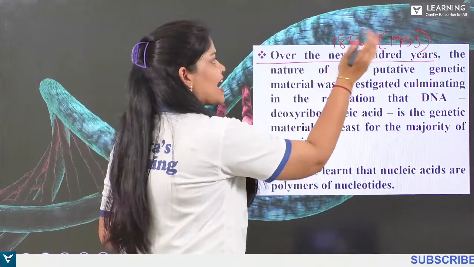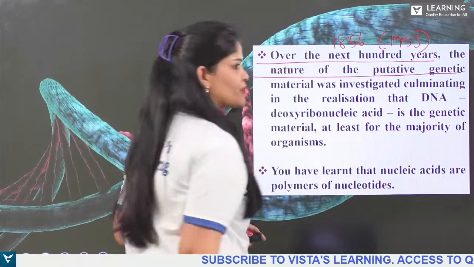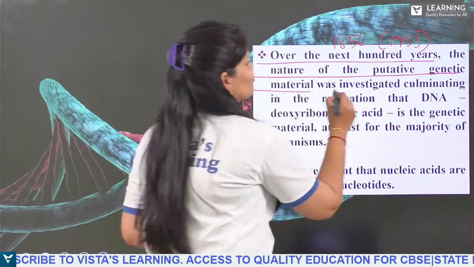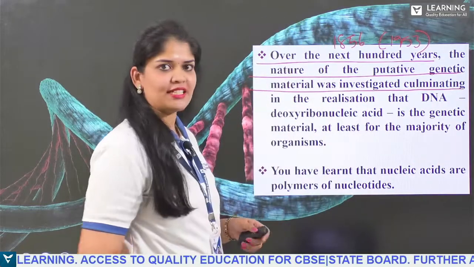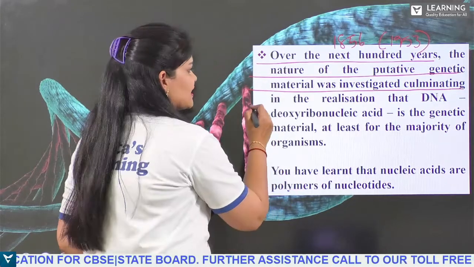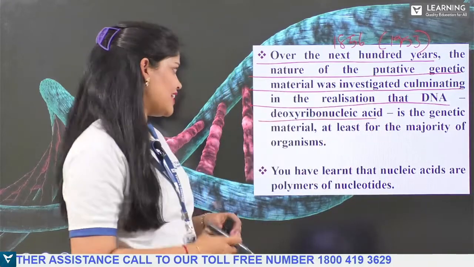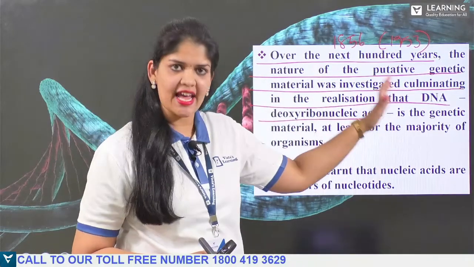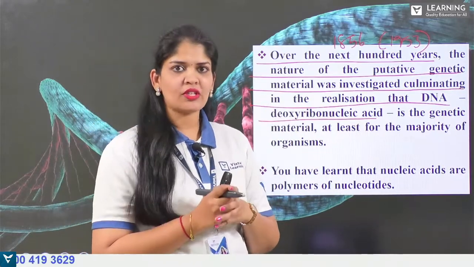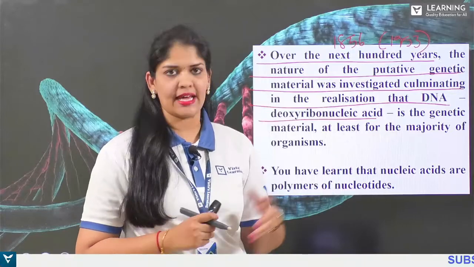So over the next 100 years, the nature of the putative, repetitive, very famous genetic material was investigated, culminating in the realization that DNA... what do you mean by DNA? DNA is deoxyribonucleic acid. We have nucleic acids, and we know that we have two types of nucleic acid.